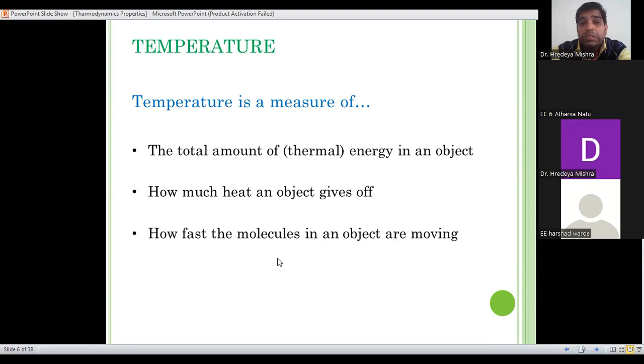Temperature is how fast molecules in an object are moving. If the temperature is high, the movement of molecules is very fast. If the temperature is low, the molecule movement is slow. And if the temperature is very low, like minus 10, minus 20, minus 30 degrees, the movement of molecules is negligible. They can't move due to the very low temperature.